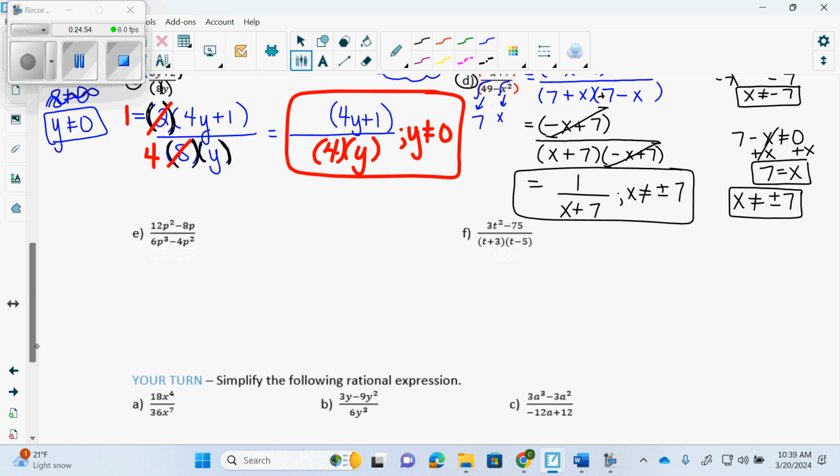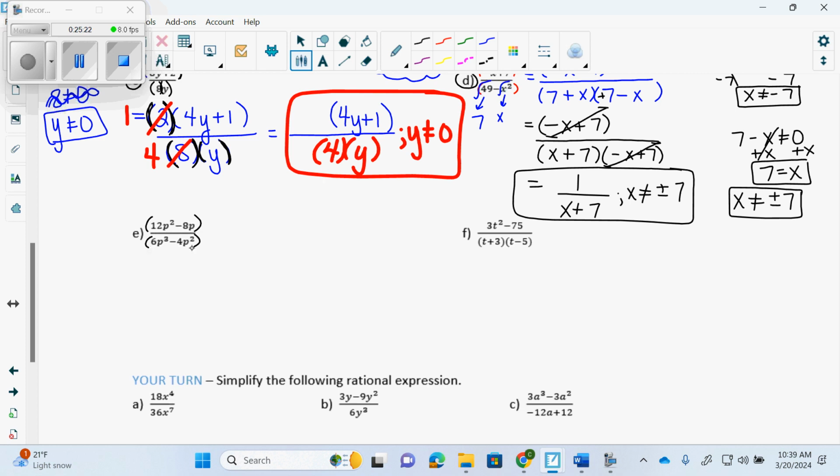We're going to look at E. The numerator in E is a what? A human or snowballs? It's a human because I have the head, the body is the minus sign, the feet are the 8p. What about the denominator? Human or snowballs? Human. I have the head, the body is the minus, the feet are the 4p squared.